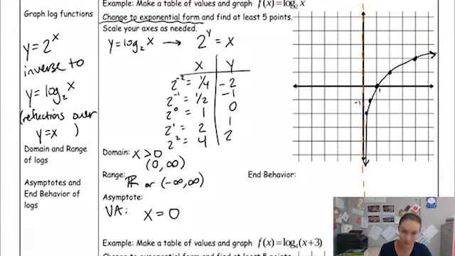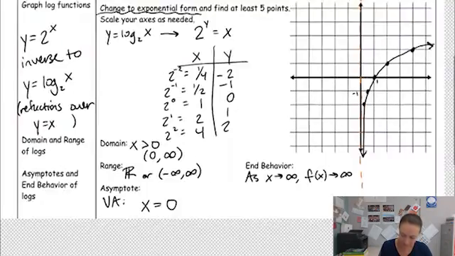And my end behavior is going to be a little weird, so bear with me here. As x approaches infinity, in this case, because x is going to the right, we can go to the right towards infinity. F of x approaches infinity. Slowly but surely, it'll get all the way up there.